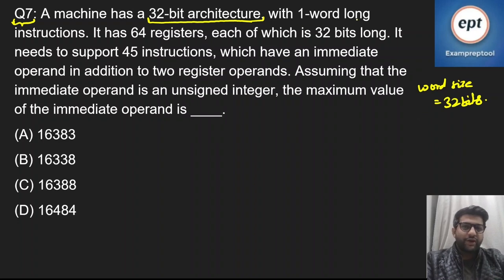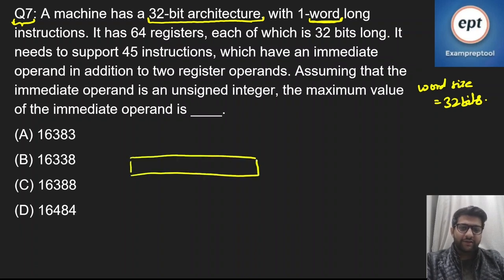Now, with one word long instruction, right? Here, if you did not know this concept, you will be confused about what the word size is. So the word size is hidden here. Now it is given that the instruction size is one word long, which is 32 bits, right? Now it has 64 registers.